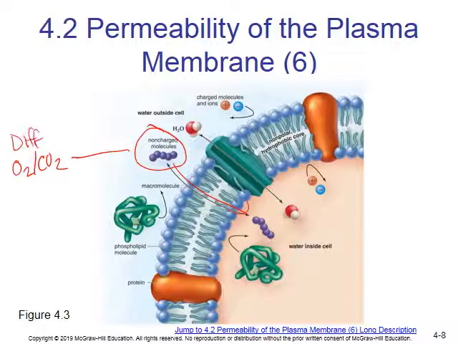This is the process that we're going to call diffusion. That's when a non-charged molecule moves from high concentration to low concentration. Then we see water here moving. Water moves through a carrier. Sometimes it can also get through the plasma membrane, but it does have these things, they're called aquaporins. It's not super important right now.